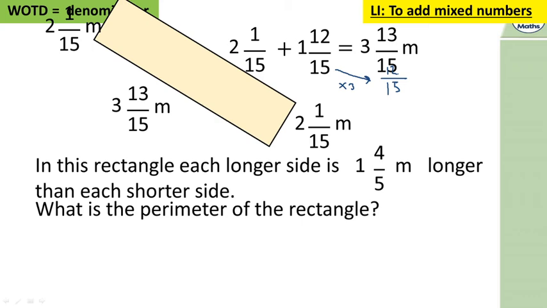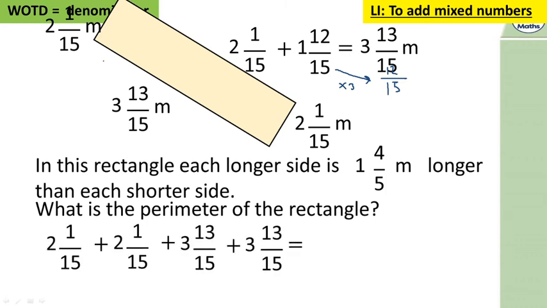So we're pretty much there. However, we do need to add all of those together to get the perimeter. Because remember, the perimeter is the total length around the outside of the shape. We have to add those 4 fractions together. So 2 1/15 plus 2 1/15 plus 3 13/15 plus 3 13/15. So let's add those wholes. 2 add 2 is 4, add 3 is 7, add 3 is 10.